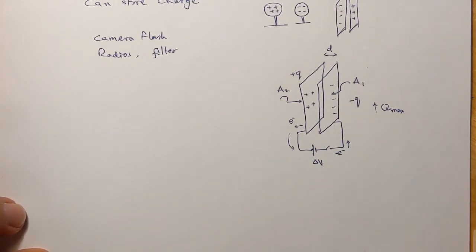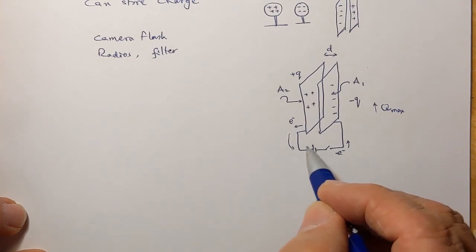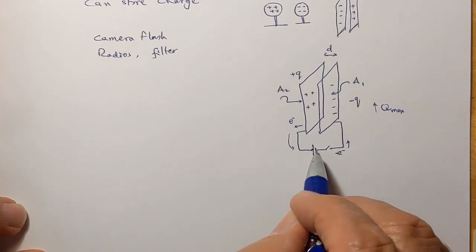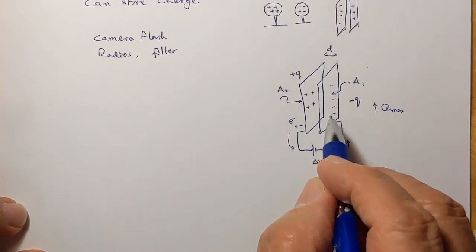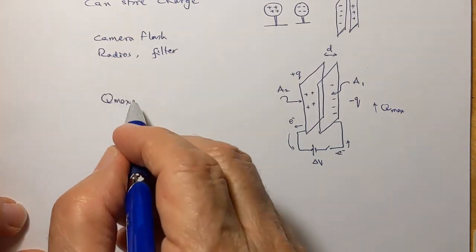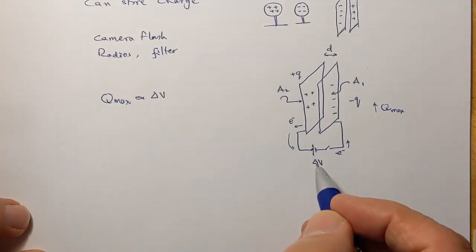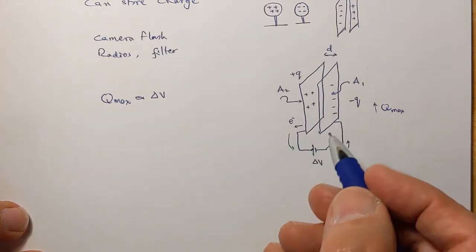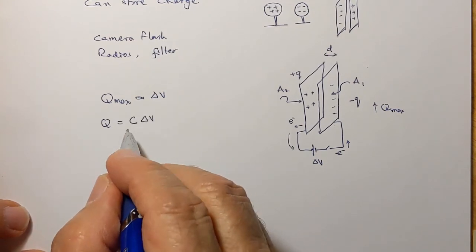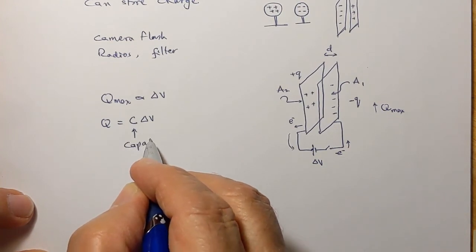Now we'll see what this Q max depends on. As we can imagine, if the battery is bigger, it has more EMF, so it can force more electrons onto here. So the charge Q max, which we'll just write as Q, will be proportional to the potential difference of the battery. And we can say that this Q is equal to a constant times the delta V. That constant is the capacitance of this capacitor.